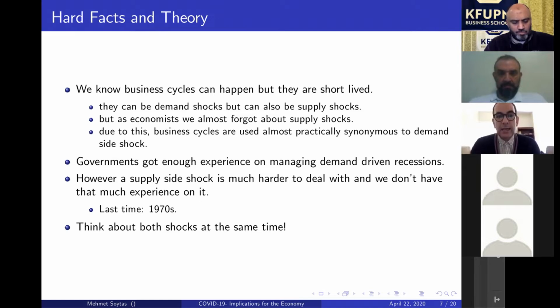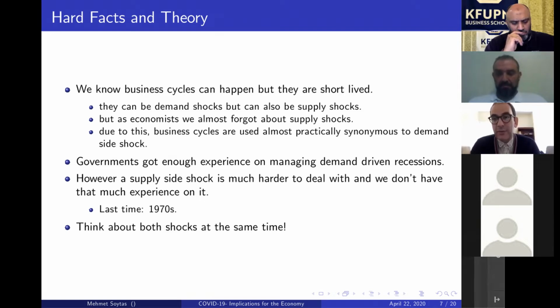Okay, and one thing that we know, at least theoretically, is that business cycles can come from demand shocks, but they can also come from supply shocks. But one thing that I want to bring to your attention is that we economists almost forgot about the supply shocks in the economy. Because if you look at the last 30 years, especially because of the development of the financial markets, most of the recessions we have seen, not all, but considerably most of them, are demand side shocks, okay? And so we almost forgot about the supply shocks.